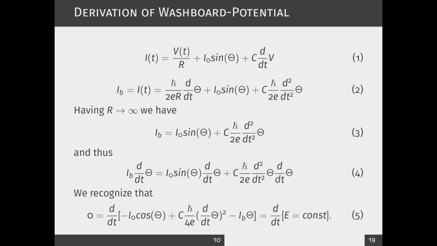Doing so, we arrive at equation 2. So the total current is then basically a pendulum type of equation. And under the constraint of resistance going to infinity, or let's say we neglect this dissipation channel presence, we can drop the first term. So this term can be dropped. So we come to equation 3.